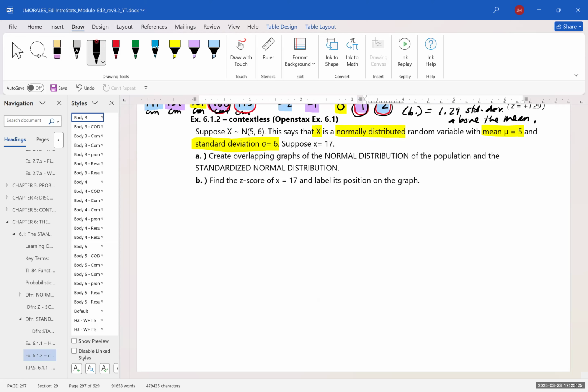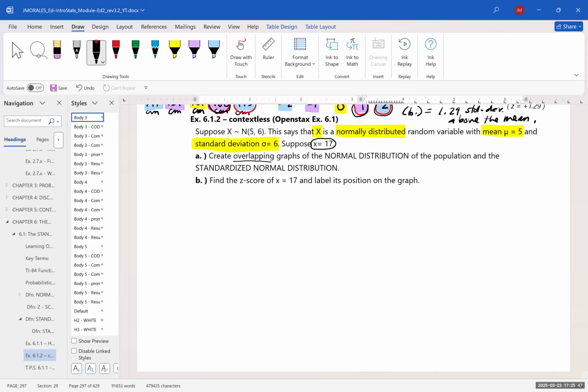Now, suppose the value of x that we're interested in is equal to 17. Part A: create overlapping graphs of the normal distribution of the population and the standardized normal distribution. And then part B, find the z-score of x equals 17 and label its position on the graph.